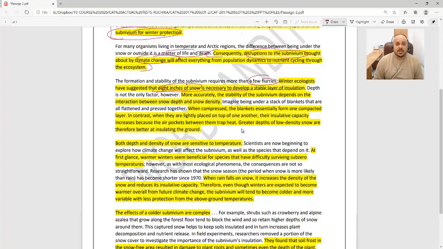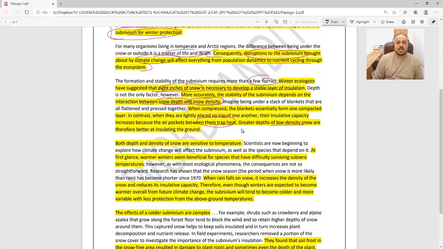More accurately, the stability of the subnivium depends upon the interaction between the snow depth and snow density. So two factors which are important here, and this is what you derive from this paragraph, are snow depth as well as snow density. Now he gives you an example again of blankets. Imagine being under a stack of blankets that are flattened and pressed together. When compressed, the blankets essentially form one compacted layer. In contrast, when they are lightly placed on top of each other, their insulative capacity increases because the air pockets between them trap heat. So basically, if snow is loosely packed, air pockets are going to be formed and heat is going to be trapped within it.